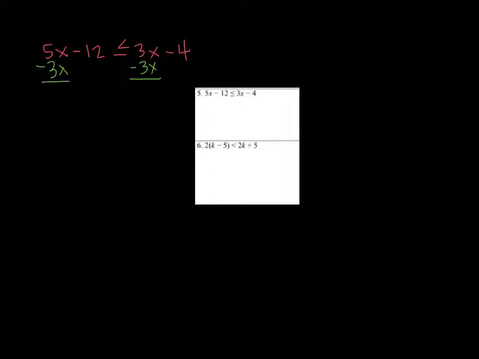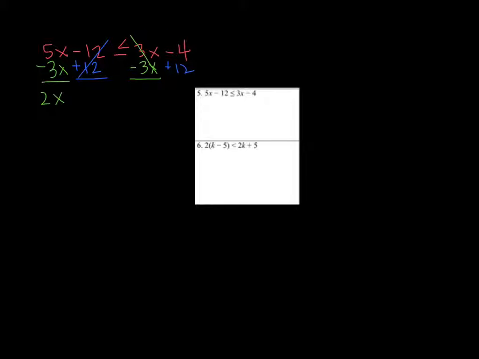So 3x minus 3x will cancel, and 5x minus 3x is 2x. Since I chose to move my variables left, that means that this negative 12 has to go right. So since I'm moving across the inequality, the opposite of minus 12 is plus 12. So I add 12 to both sides.